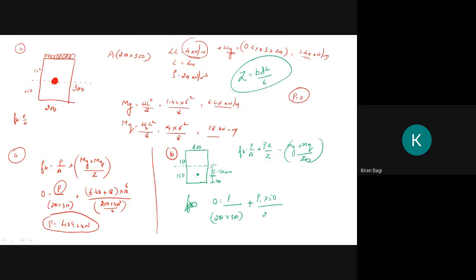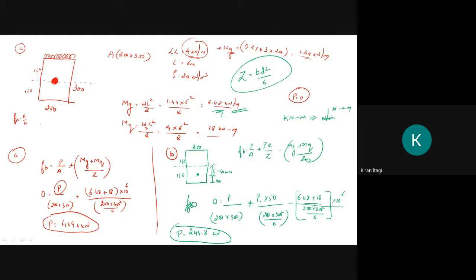Therefore, B is 200, D is 300, upon 6, minus mg value. We have got 6.48 plus 18 divided by 200 into 300 square upon 6, multiplied by 10 power 6. Why 10 power 6? We have converted kilonewton meter to Newton mm. Therefore, after solving, the value of P will be 244.8 kilonewton.